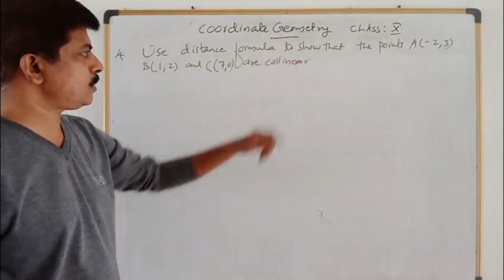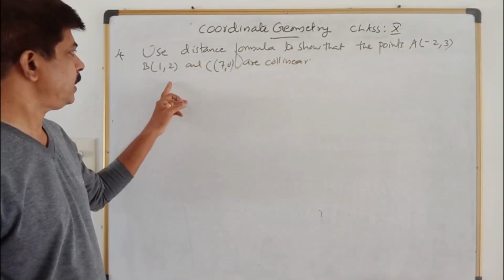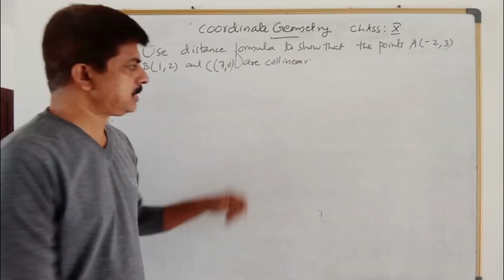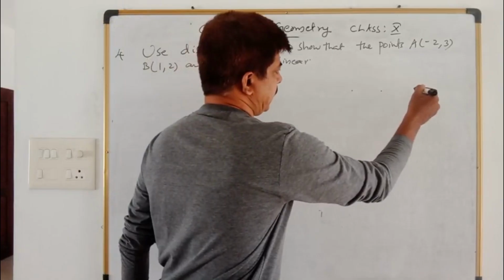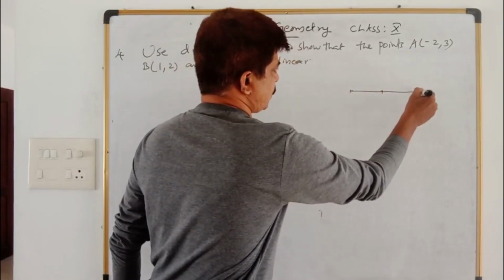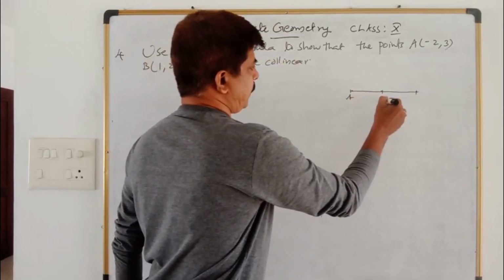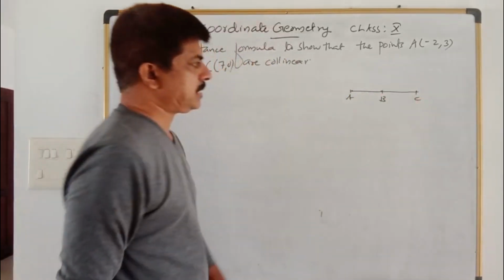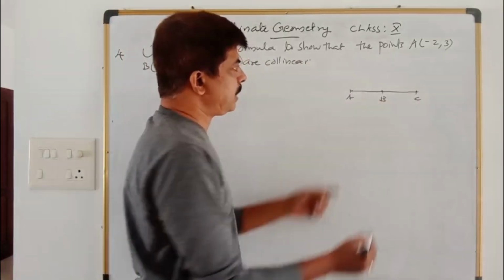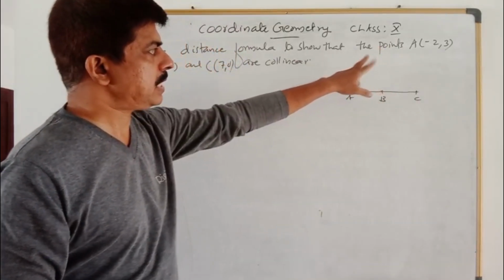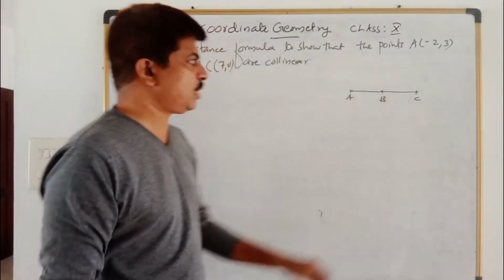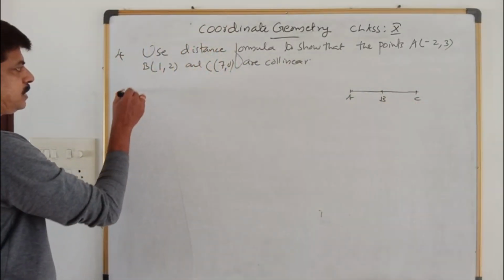Use distance formula to show that the points A(-2, 3), B(1, 2), C(7, 0) are collinear. We want to prove these 3 points are collinear, they lie on a single line. So how will you prove they are collinear? We want to prove that the sum of the distances between any two pairs, like AB and BC, is equal to the third pair. So let us find the distance between each pair.